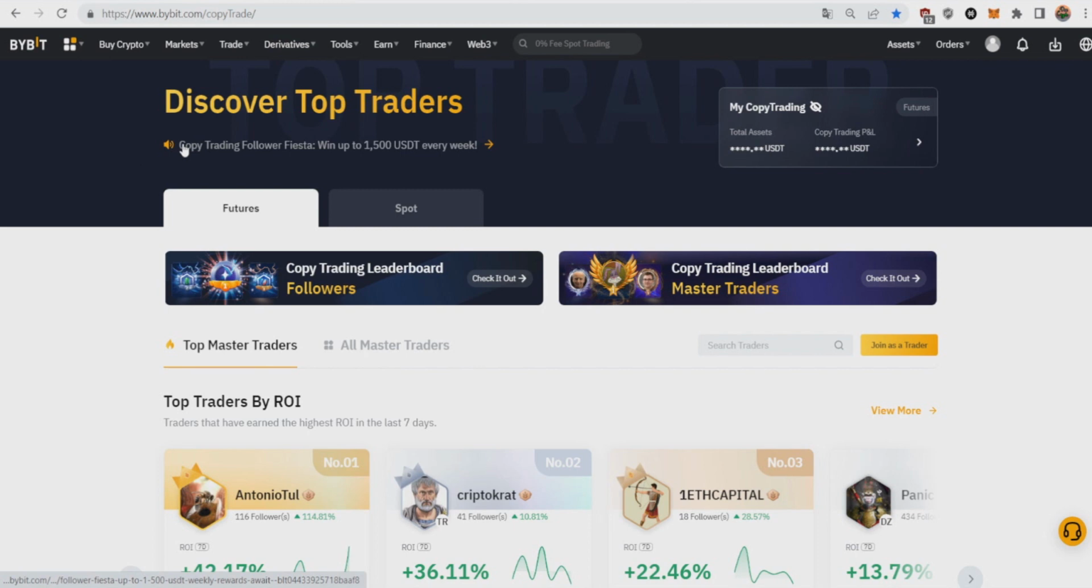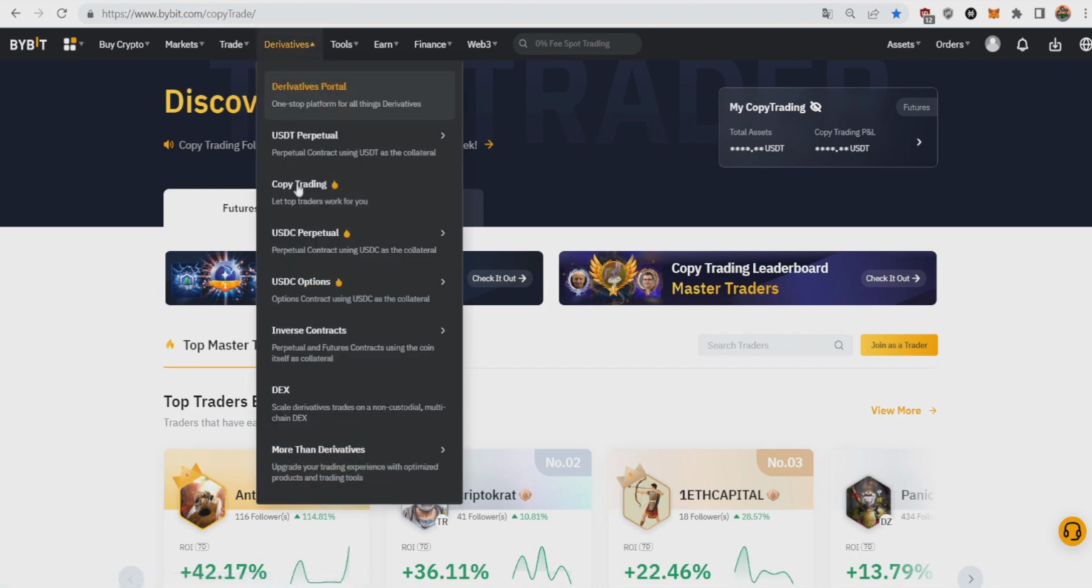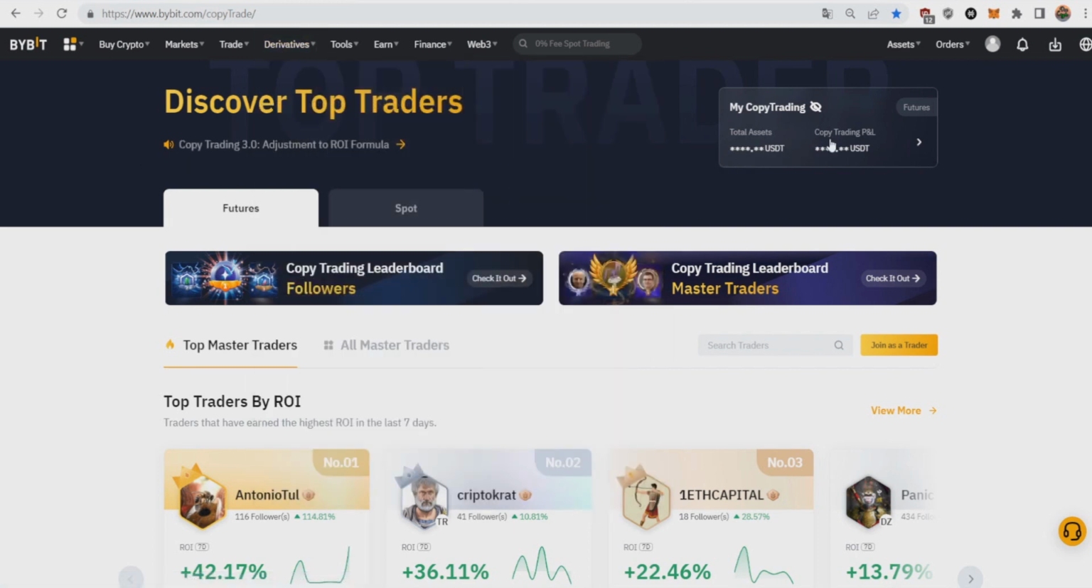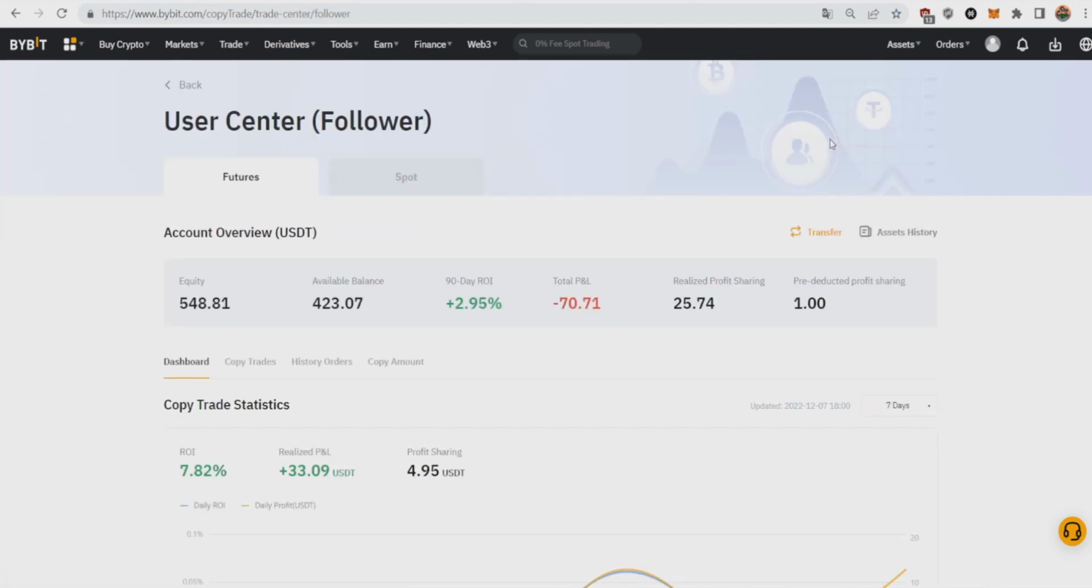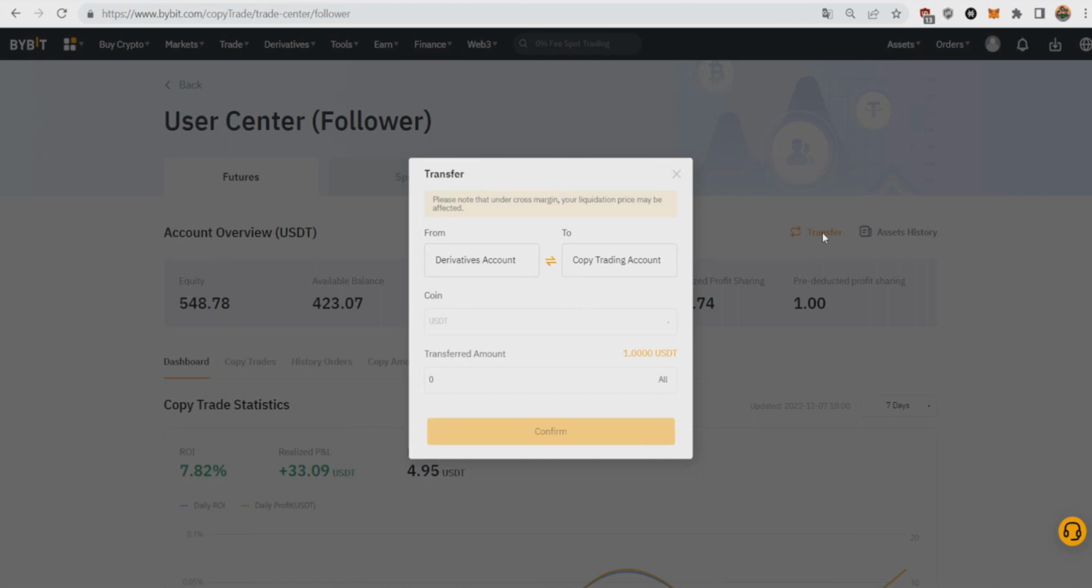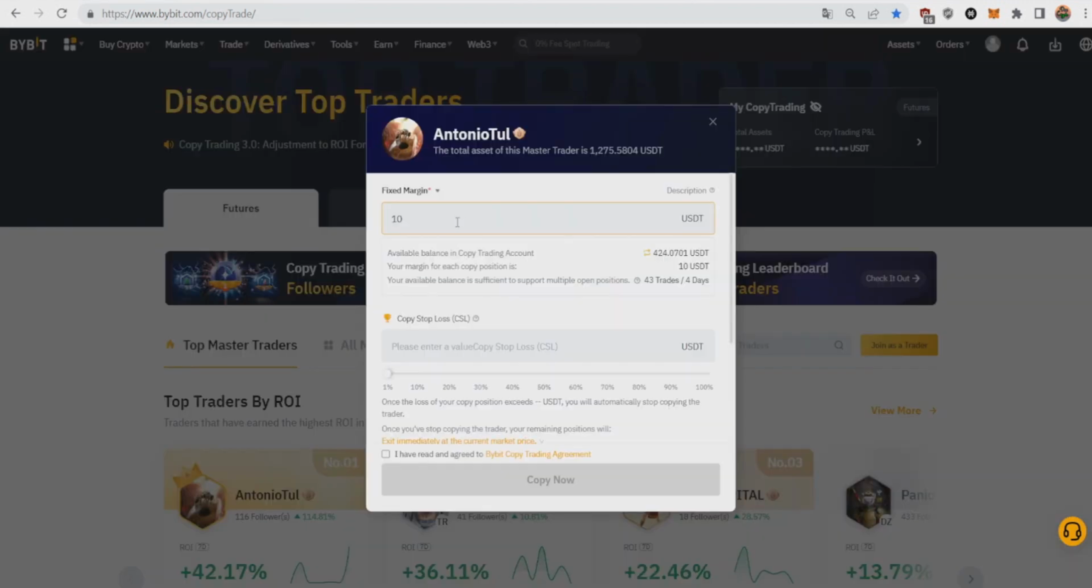So the next step is just going back to copy trading. So derivatives, copy trading, and at the right top, just click on my copy trading. And there you just click transfer, and then from your derivatives account, you can transfer the money to your copy trading account. So now we got money.